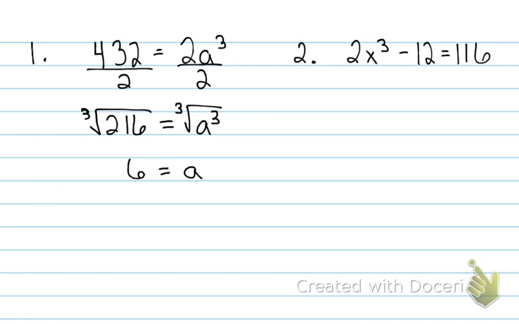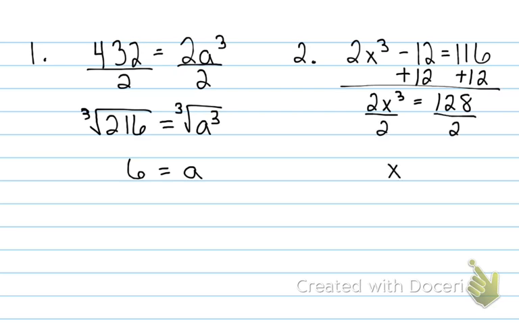All right, number 2. Ayana, what did you do first? Yes, very good. It's subtraction, so I do the opposite. 2x to the 3rd equals 128. Divide by 2. X to the 3rd equals 64. And Kiana, what was my answer? X equals 4. All right, anybody get both of those right? Okay, so you have equations on your final.